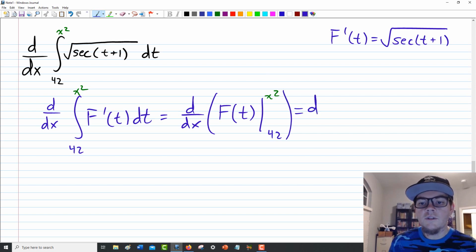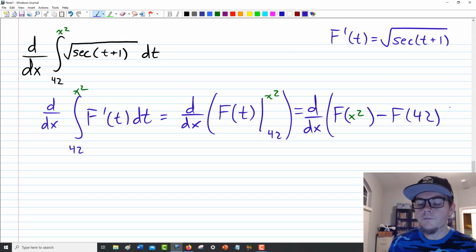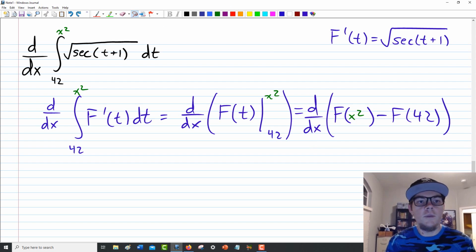So then what's this equal to? Well, it's still going to be a derivative. We just have to get there. This will be capital F of x squared, and then minus capital F of 42. So at this point, we're ready to differentiate. We're going to take the derivative of this puppy.